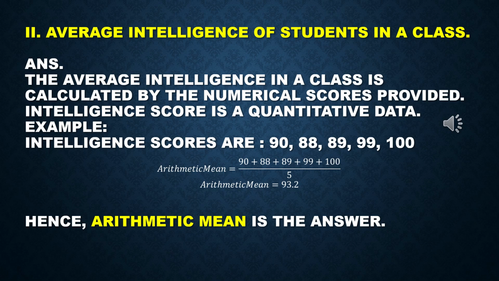Here we find the arithmetic mean by adding up all the intelligence scores of students and dividing by the number of intelligence scores. So the arithmetic mean, which is the total of the values of the observations divided by the number of observations, is 93.2. So this is the arithmetic mean or arithmetic average. Here arithmetic mean is the most suitable average to calculate the intelligence average of students in a class.